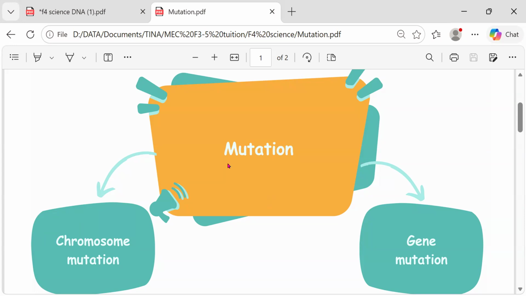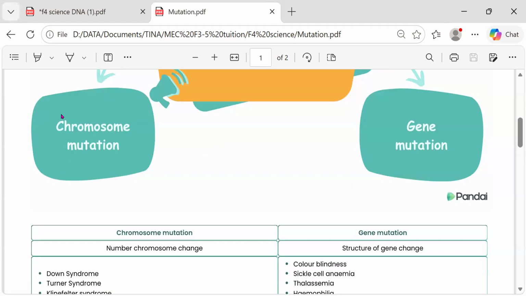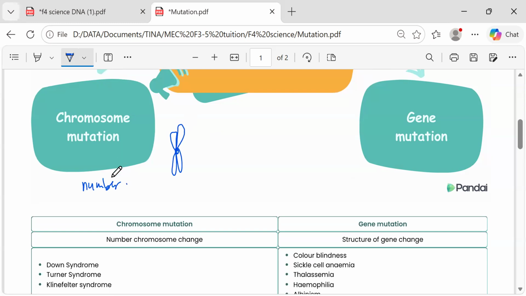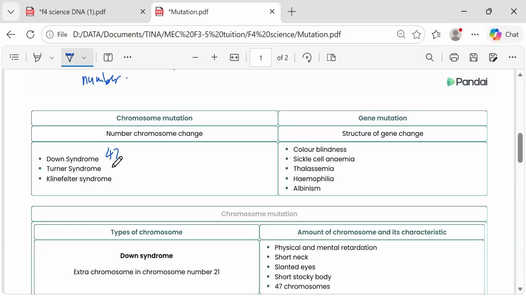Now, mutation. Remember just now, there can be chromosome mutation, where either the chromosome structure changes from normal, or the number changes. I told you already, Down syndrome is 47, Turner syndrome is 45, Klinefelter is 47, XXY. Turner syndrome is XO. Down syndrome has three copies of chromosome 21. Now, the gene mutation.